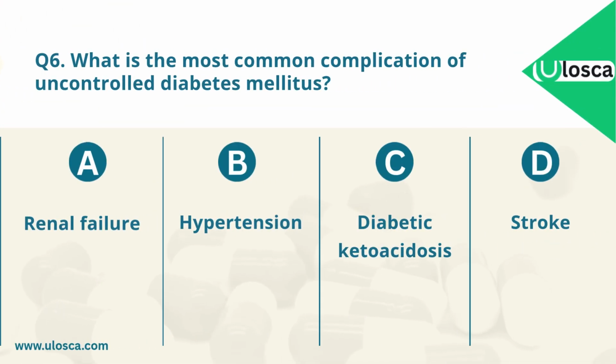Question 6. What is the most common complication of uncontrolled diabetes mellitus? A. Renal failure. B. Hypertension. C. Diabetic ketoacidosis. D. Stroke. Which one is the correct answer?